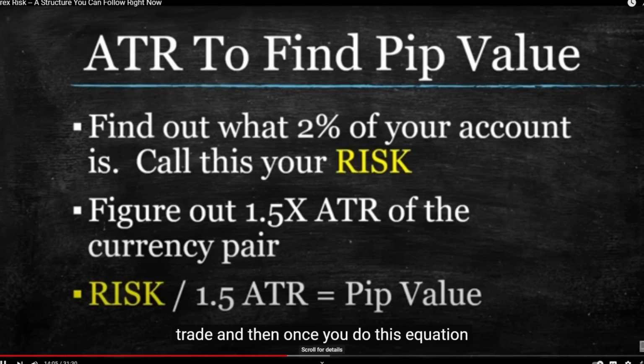And then once you do this equation over again, it's going to show you the pip value for every single trade you make from here on out. Make sure you have written this down. I'm going to go to my charts and my trading account and show you how this works and walk you through it. But you are going to want to have this written down somewhere. So go ahead and get all that down. And once you do, we're going to go ahead and go to my charts.